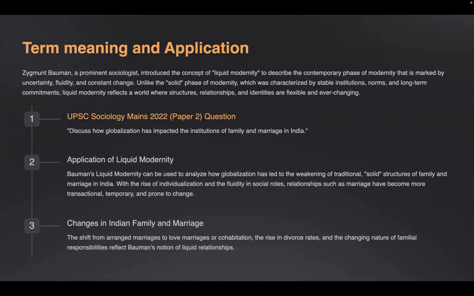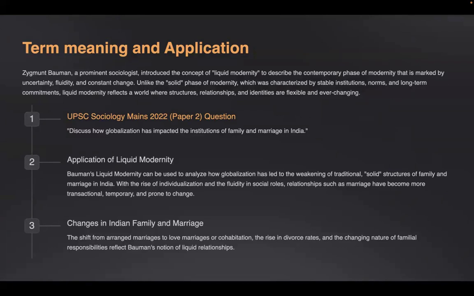Earlier, the solid phase of modernity was characterized by stable institutions, norms, and long-term commitments. With liquid modernity, the characteristic of the world has changed, where structures, relationships, and even identities are flexible and ever changing.